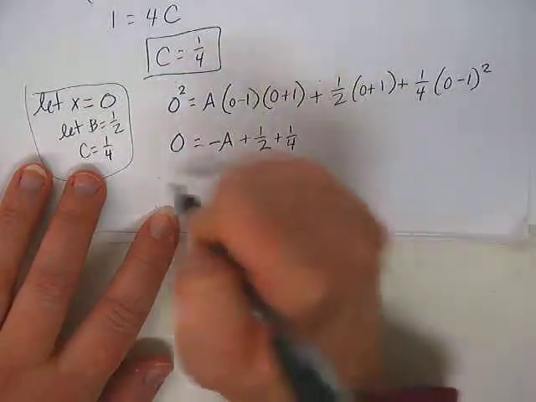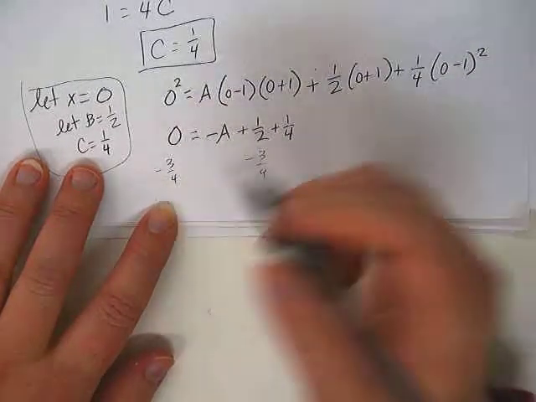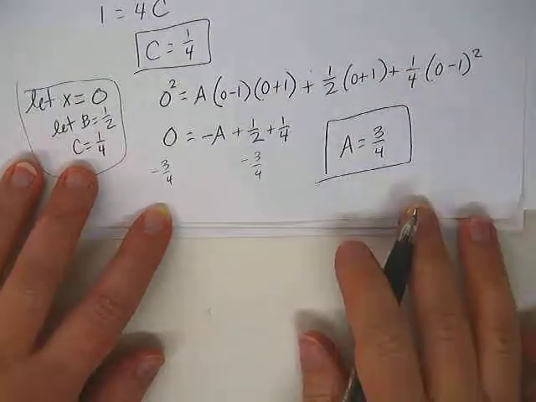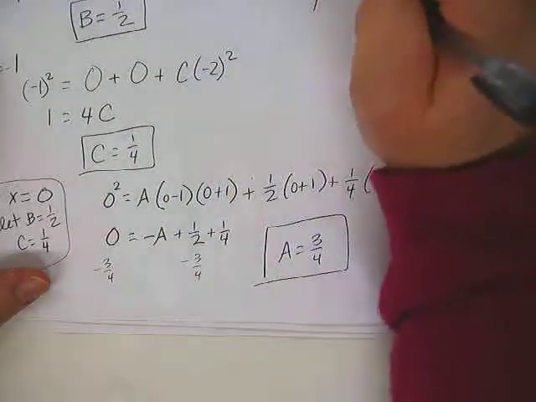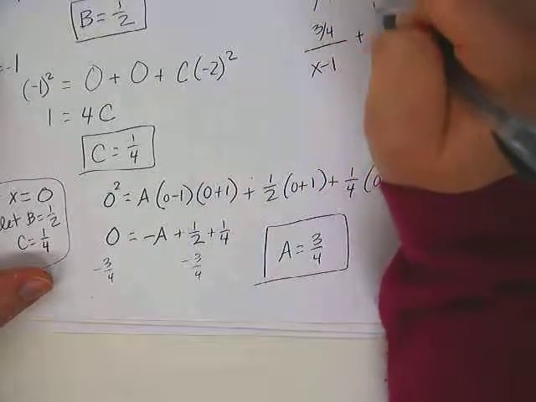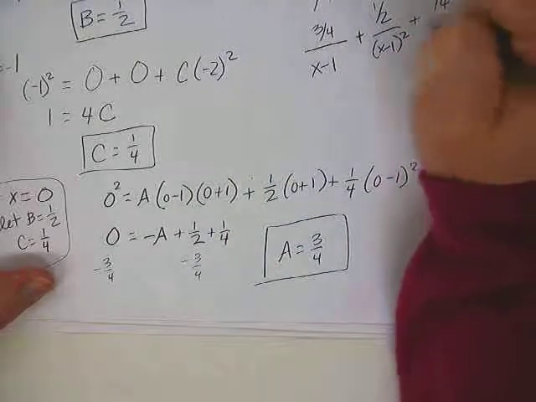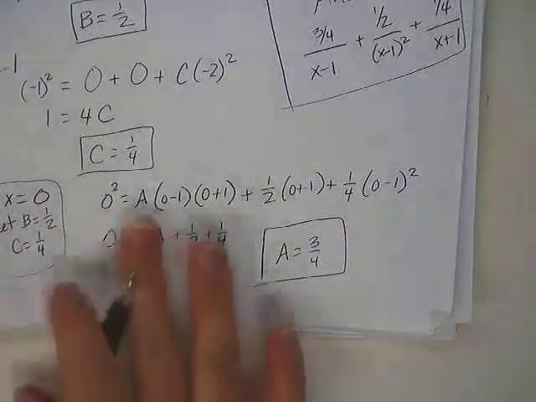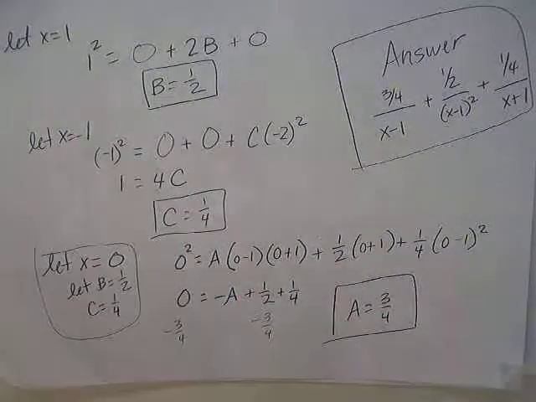Okay, so then we add those together, so that's 3/4. And we move it to the other side. So we get negative a equals negative 3/4. So positive a equals positive 3/4. So there, that one's done. And now you just put all your numbers back in and write your answer. So 3/4 over x minus 1 plus 1/2 over x minus 1 squared plus 1/4 over x plus 1. And you didn't have to do a system of equations at all.